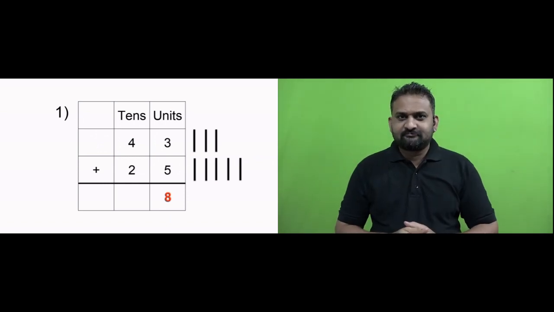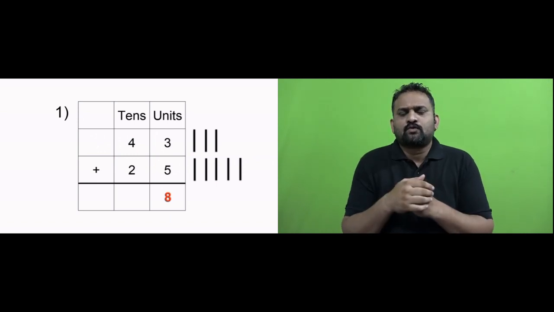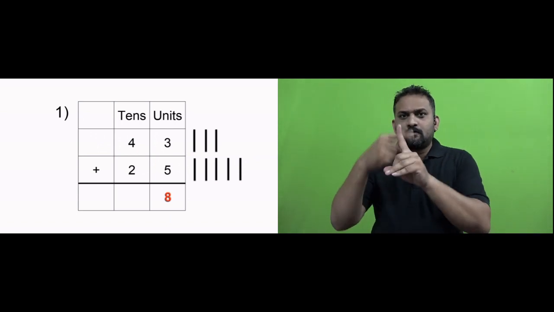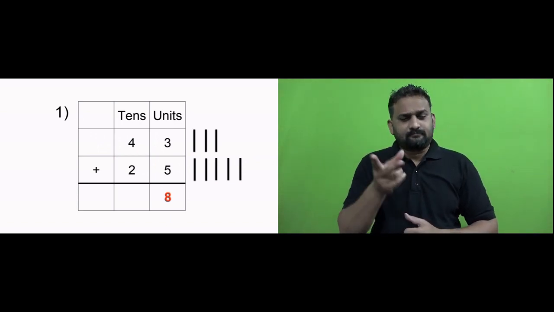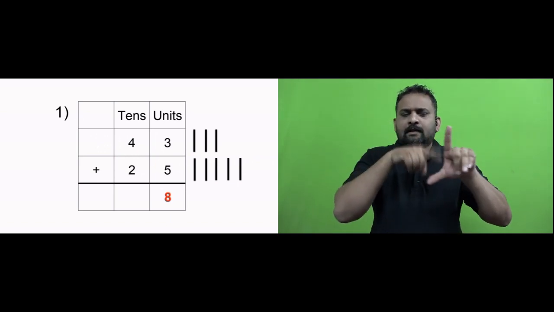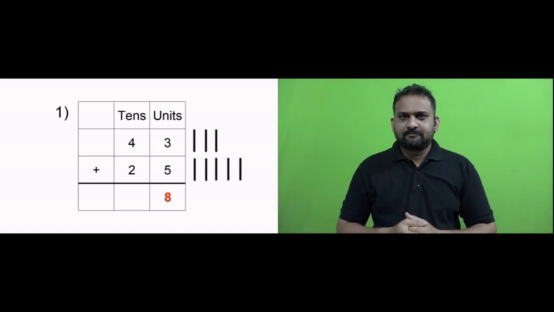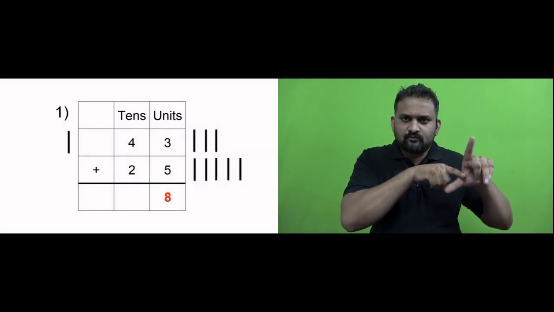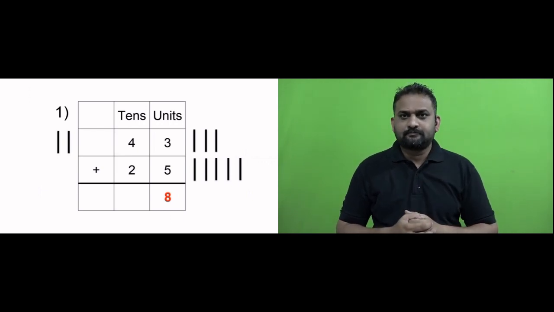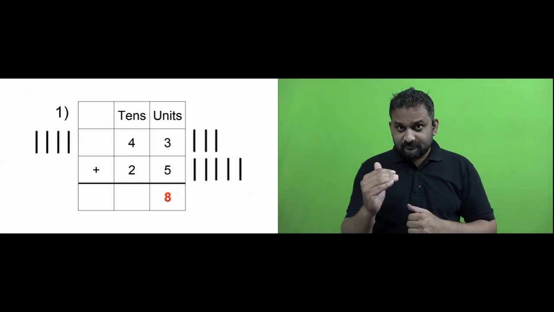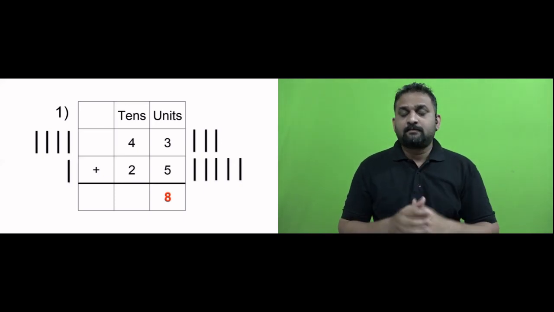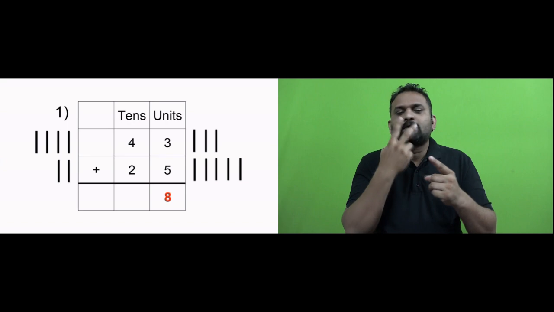That's correct. Now the next step is to add the numbers in the tens place. 4 plus 2. Once again, let's draw some lines to help us add the numbers. Draw 4 lines for the number 4. 1, 2, 3, 4. And 2 lines for the number 2. 1, 2.